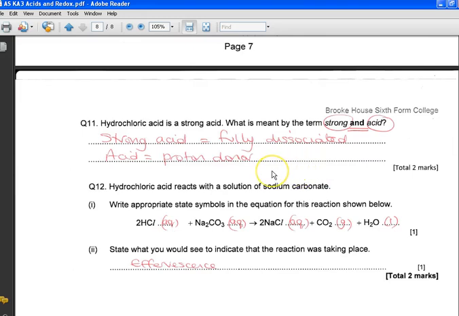Okay, this one, a number of you didn't answer the whole question. Hydrochloric acid is a strong acid. What is meant by the term strong and acid? So a lot of you told me what a strong acid was, which is fully dissociated in water, but a lot of you didn't tell me what an acid was. An acid is a proton donor.